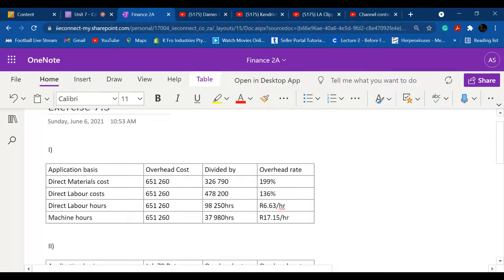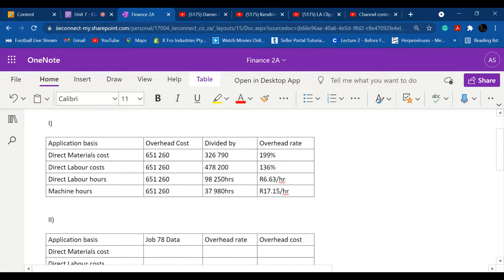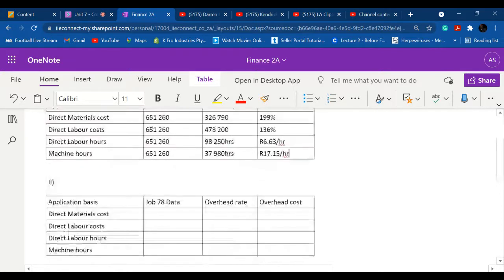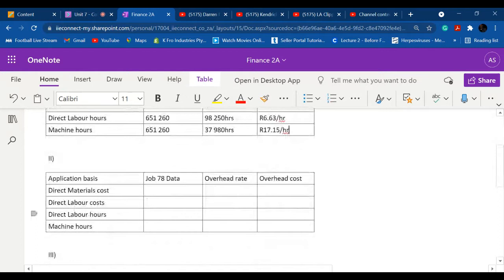What is this? Machine hour. Okay. So far, so good. Okay. We've played around with that before. So here, what are they asking for us to do here? They're saying, prepare a schedule showing the amount of overhead that would be applied to job 78 using each application rate. Okay, cool.